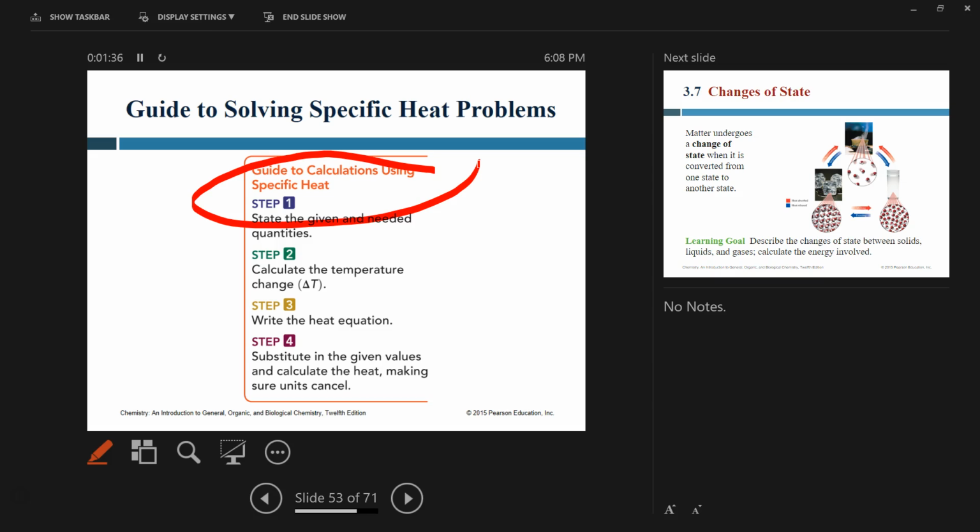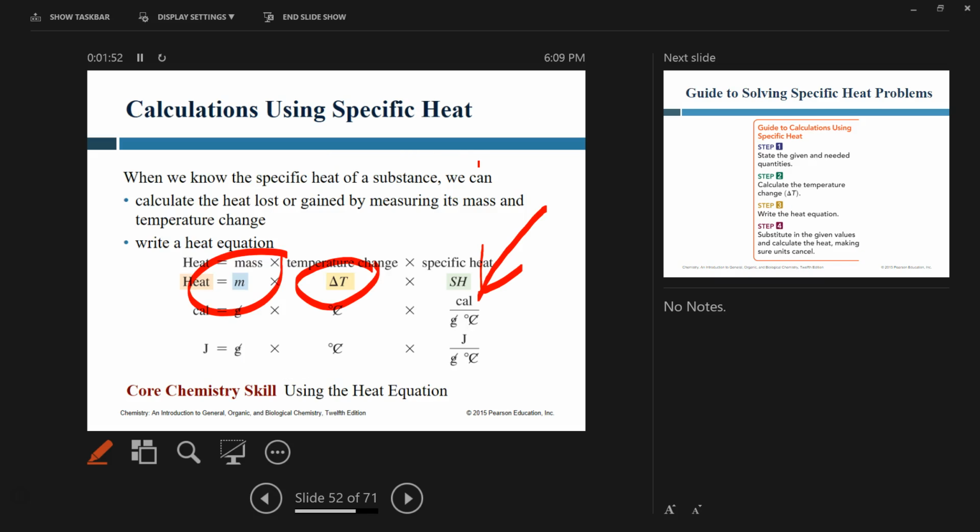Am I clear? You should be able to also produce, for instance, I ask you, specific heat of water is such and such. We delivered so much heat to 50 grams of water. What's the temperature change? So basically, you need to be very comfortable with that equation on the screen. Okay?